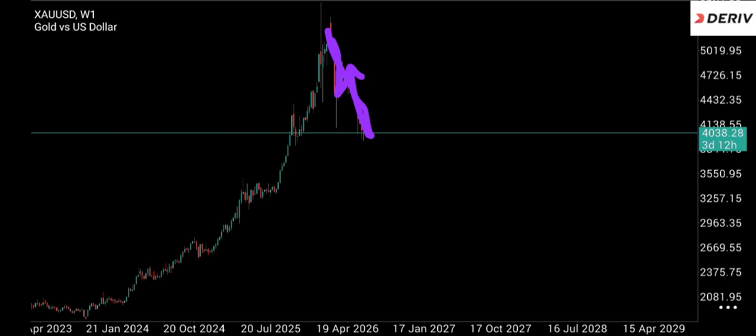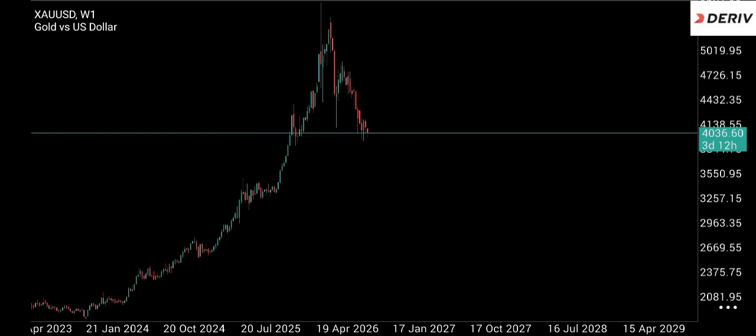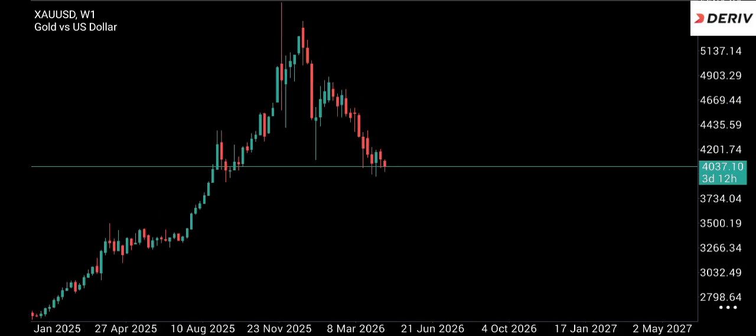We can say gold is in a downtrend when it manages to break down, to break this area right here. Then we can say gold has changed its character, it's on a downtrend. But for now, gold is just doing a pullback, it's just retracing. Let me just zoom in.